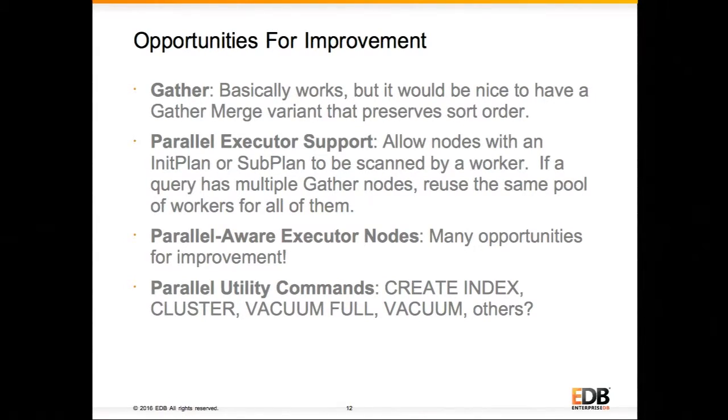In the Department of Parallel Executor Support, one big thing is that it would be good if we could do parallelism on nodes that have an init plan or a subplan to be scanned by a worker. Right now, that can only happen in the leader. And it would be nice if a query involves multiple gather nodes to reuse the same pool of workers for all of them. Right now, it's possible to write query plans where we start up four workers, run part of the query in parallel, shut them down, then start up four more workers, run another part of the query in parallel, and then shut them all down. And that's not great. If you work hard enough at it, you can probably even get both sets of four workers running for the same query at the same time, but I haven't actually seen too many plans where that actually happens.